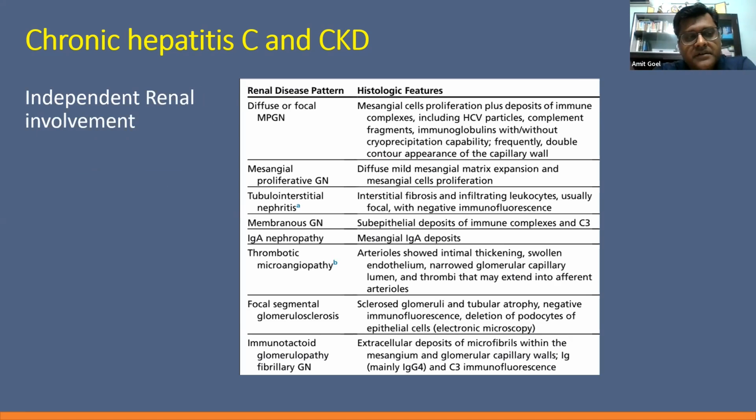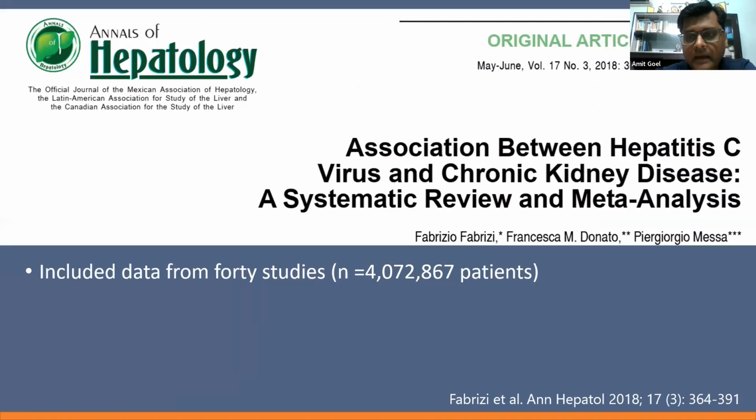But there can be independent renal involvement, not as part of cryoglobulinemia. This can take any form of chronic kidney disease like diffuse or focal MPGN, mesangial-proliferative glomerulonephritis, tubulointerstitial nephritis, membranous disease, IgA nephropathy, thrombotic microangiopathy, and FSGS, and any other form of chronic kidney disease. These are just a few which I have enumerated here. Ultimately, they form a spectrum of chronic kidney disease.